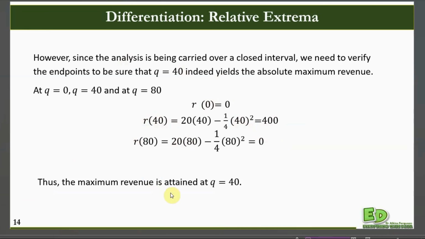So thus, the maximum revenue is attained at quantity 40. So it means that as a producer, if you produce more, it doesn't mean you're going to achieve or attain the highest revenue, right?